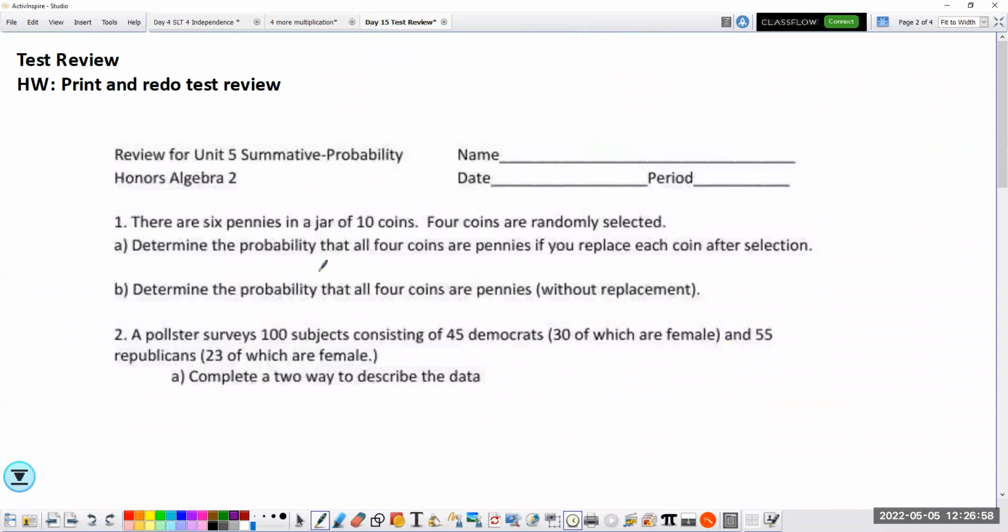Here we go. We have 6 pennies in a jar of 10 coins. 4 coins are randomly selected. Determine the probability that all 4 are pennies if you replace each coin. That means I take a coin out of the jar. I note that it's a penny. 6 out of 10 chances of getting a penny. Hey, look, I got a penny, and I put it back in. If I were to write this out, it would be penny and penny and penny and penny with replacement.